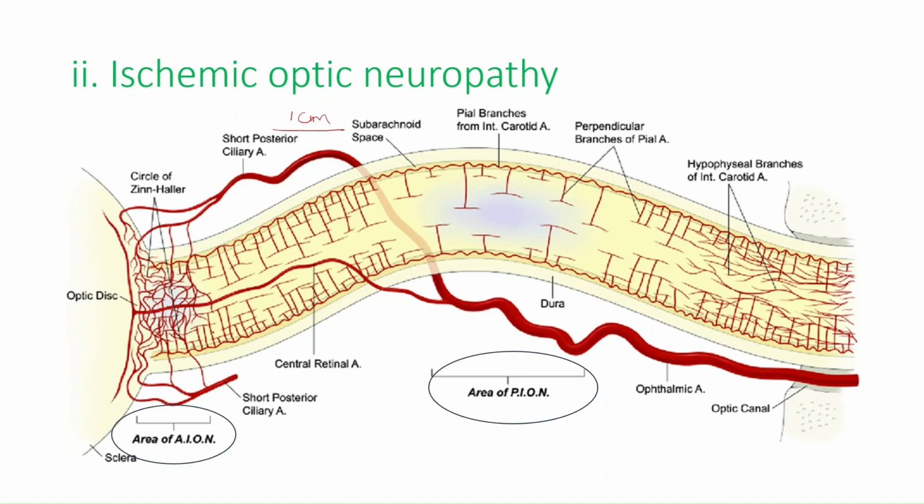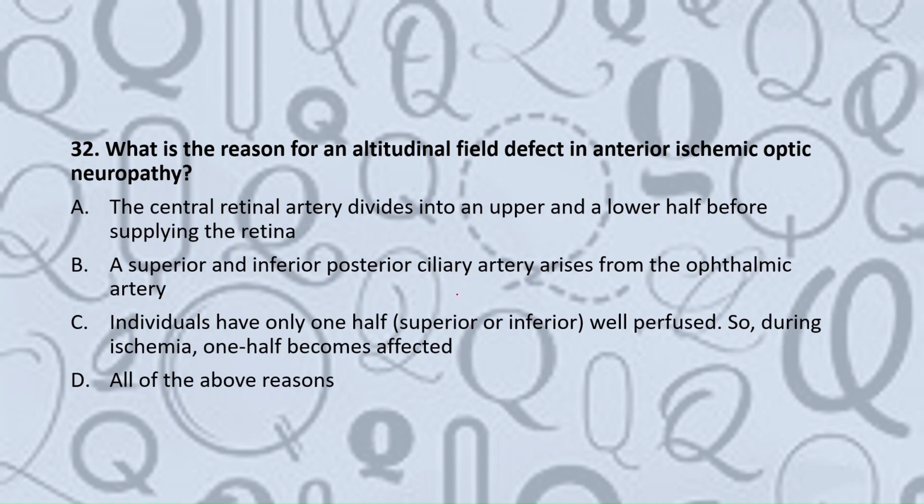So the area of AION is this circle of Zinn-Haller, because in this area if you get ischemia there is always disc edema, whereas before the entry of the short posterior ciliary arteries and central retinal artery you have the area of PION or the posterior ischemic optic neuropathy.